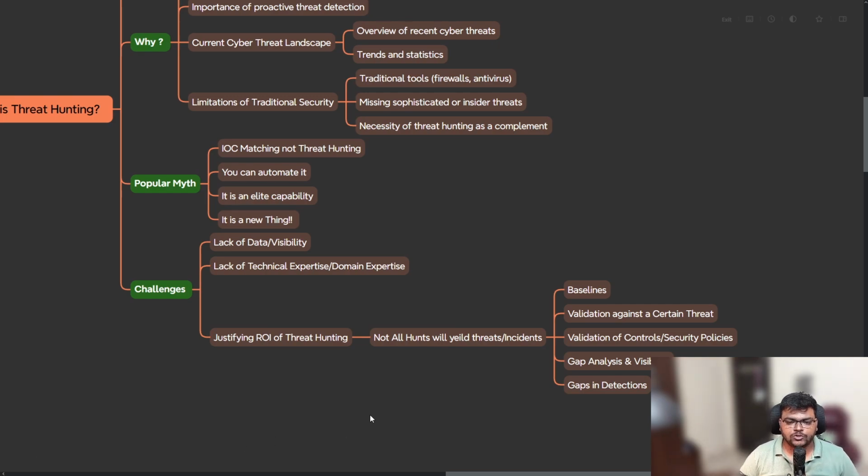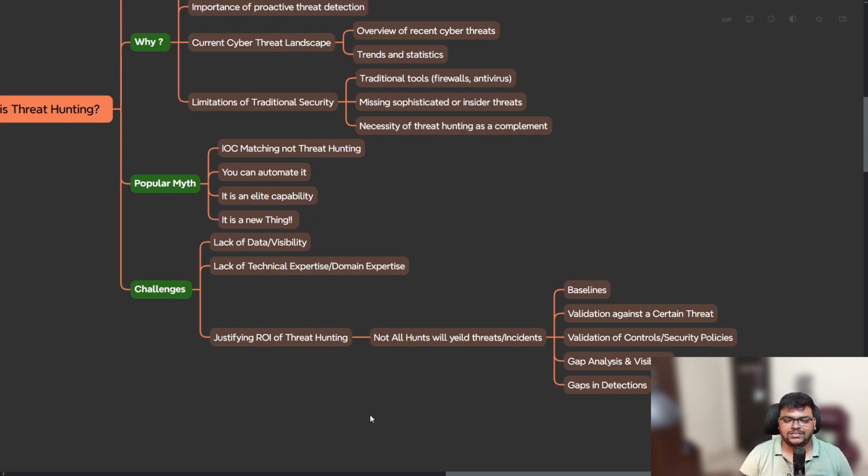Another challenge that most security practitioners or threat hunters face is justifying the ROI of threat hunting, right? This is difficult. Why? Because you really don't have a threat at the end of every hunt or hypothesis test that you do, because your hypothesis is just a hypothesis. Your assumption might be wrong, and that is where it's very difficult to say that you conducted a hunt for, say, 7 days over the last 2 weeks, but you couldn't find any threat.